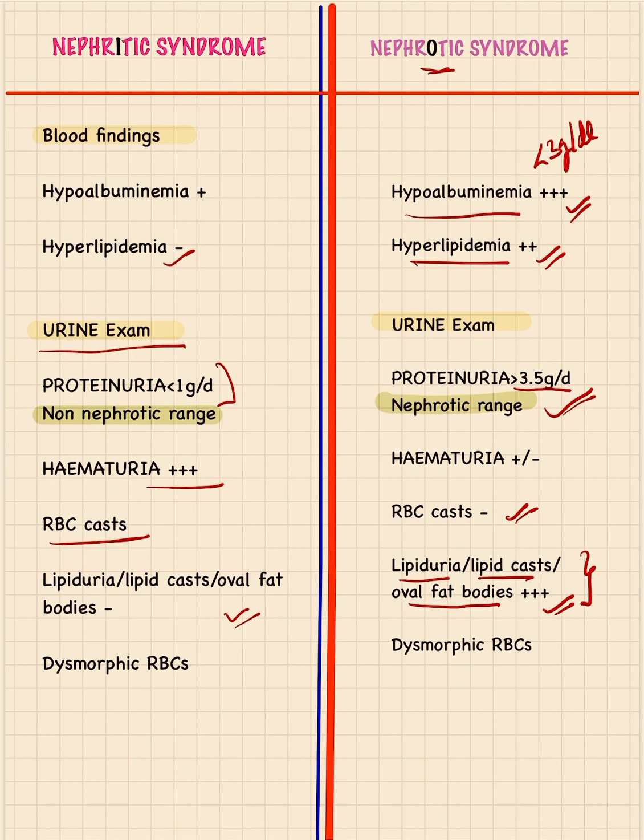Now dysmorphic RBCs will be seen in nephritic syndrome and absent in nephrotic syndrome.